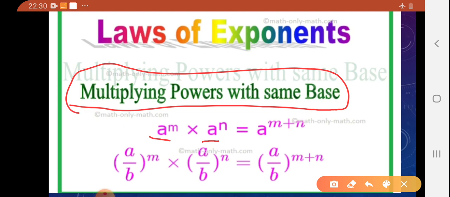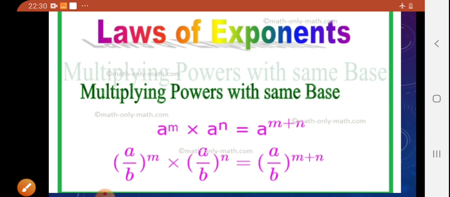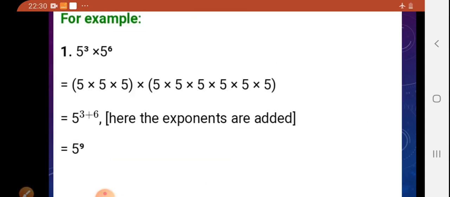then the powers are added. When we are multiplying powers with the same base, the powers are added. For a number, or if it is a fraction also, the same rule will be applied. Same base, a upon b, so the powers will be added. So if the base is the same, the powers will be added.